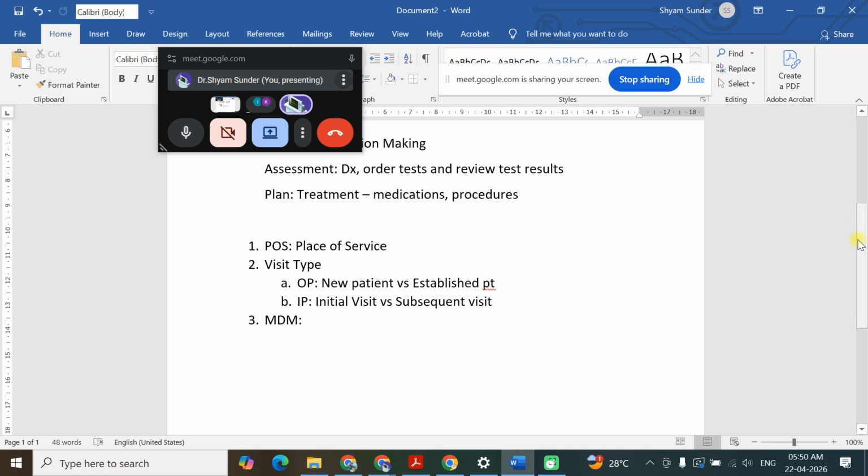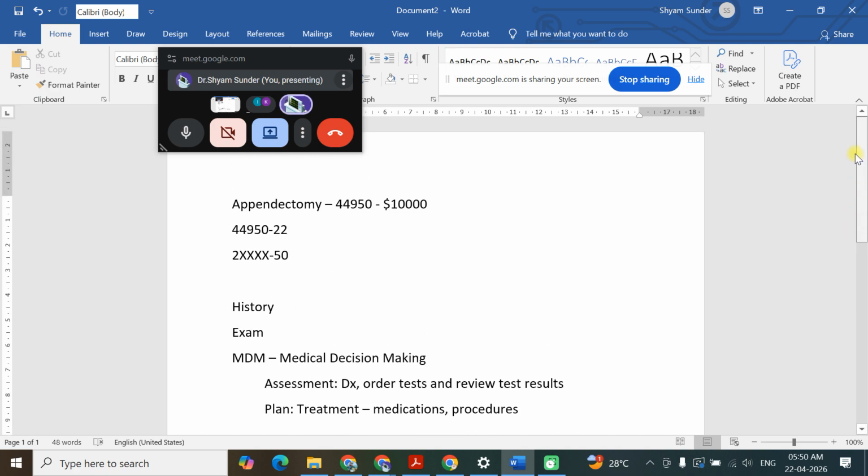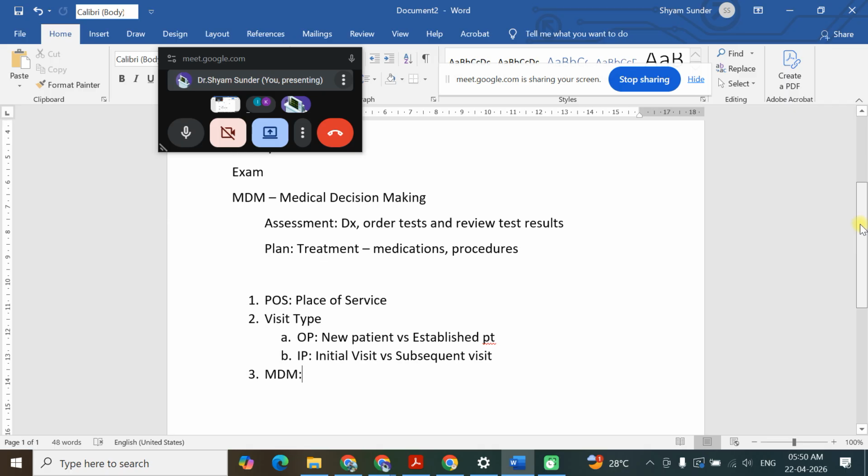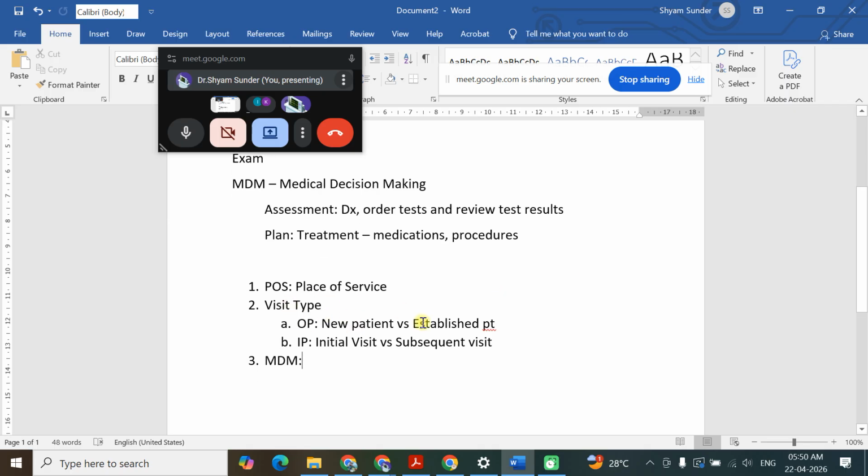Is a subsequent visit called follow-up, or maybe there is a different reason also? See, in the case of outpatient, we count only new patient and established patient. For example, the patient was here yesterday. Today the patient is also coming. That's a follow-up visit, right? And it is definitely a follow-up visit.